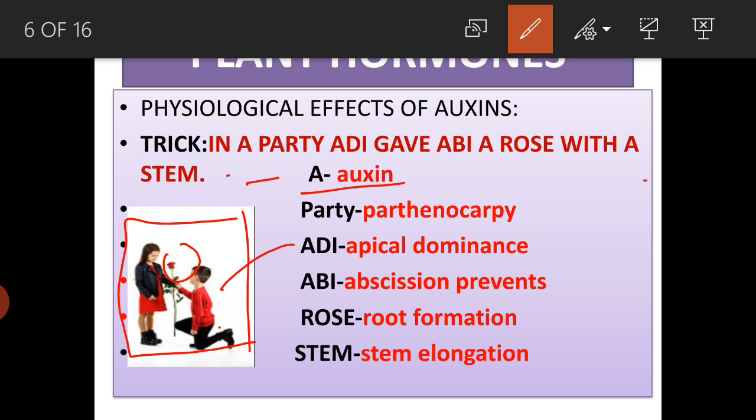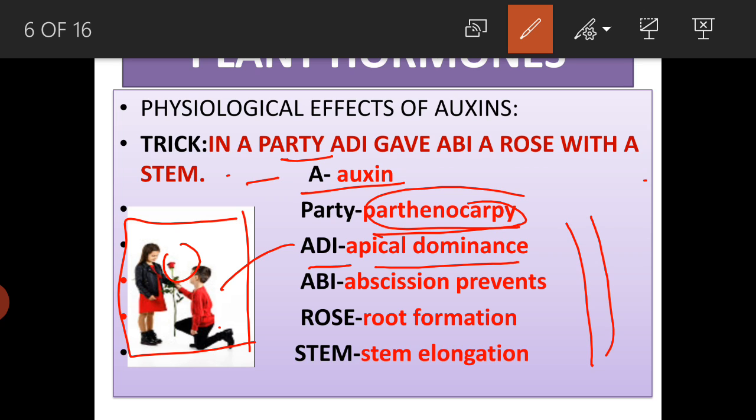A stands for auxin, and party refers to parthenocarpic fruits. Parthenocarpic means fruit developed without fertilization, producing seedless fruits. So if auxin is produced in a plant, it will produce parthenocarpic fruits. Adi indicates apical dominance: the central stem grows stronger, helps produce apical buds, and suppresses lateral branching. This effect we call apical dominance.